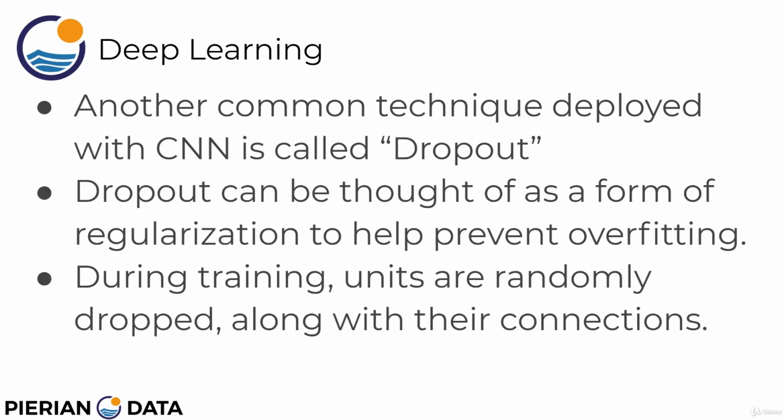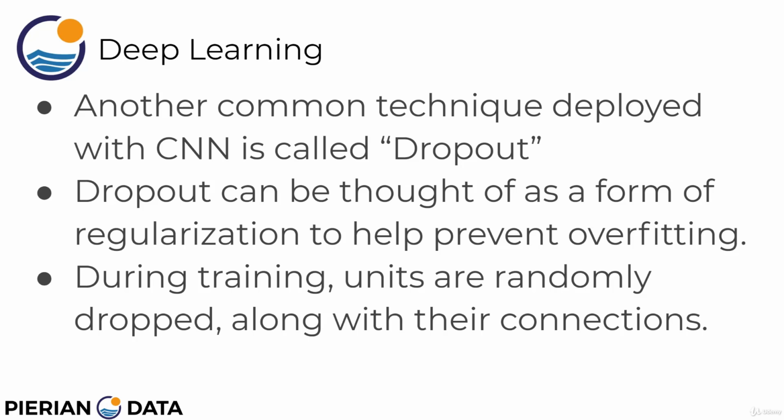Another really common technique to help out with the training time and overfitting problems a convolutional neural network could face is the dropout layer. Now, we've already talked a little bit about this, but dropout can be thought of as a form of regularization to prevent overfitting. The way it works is during training, units are randomly dropped, which essentially just means you turn them off. And what you do is you provide a percentage somewhere between 0 and 1.